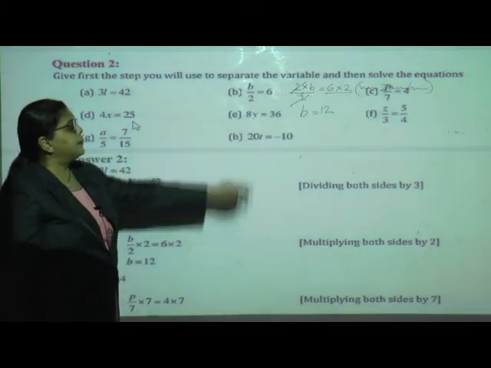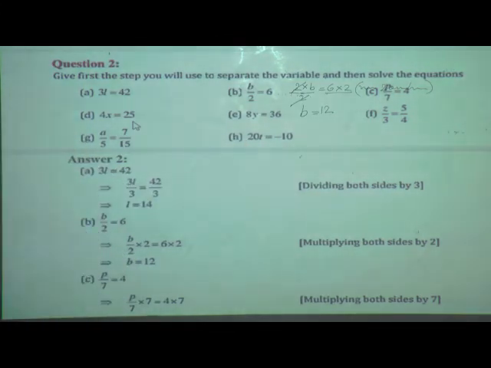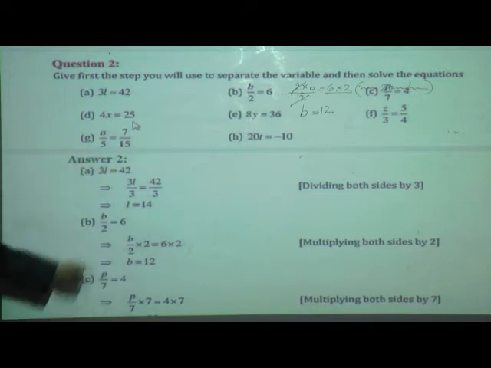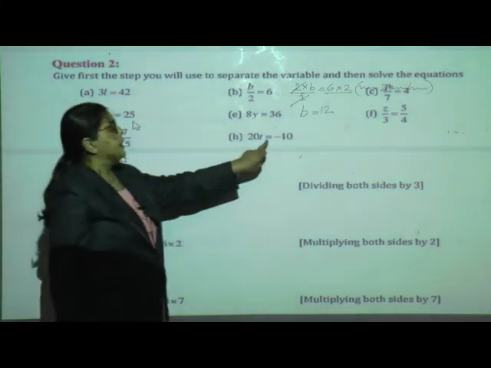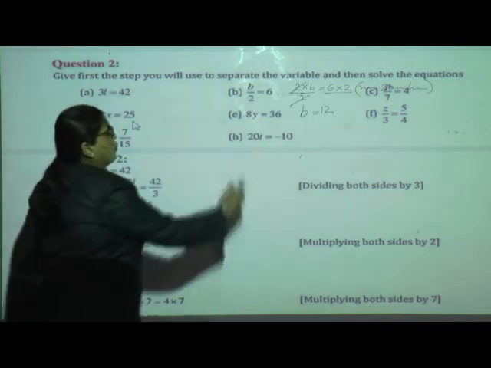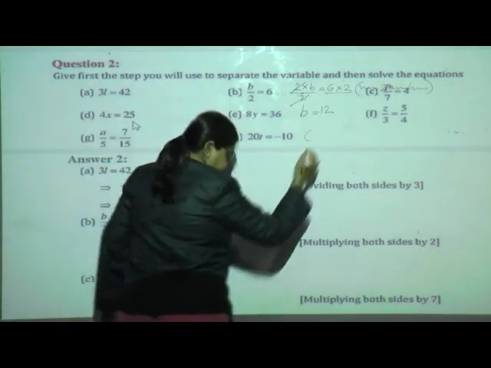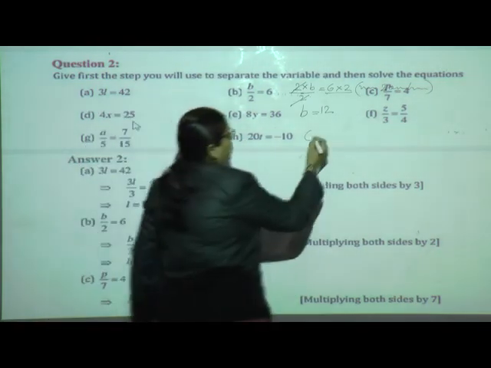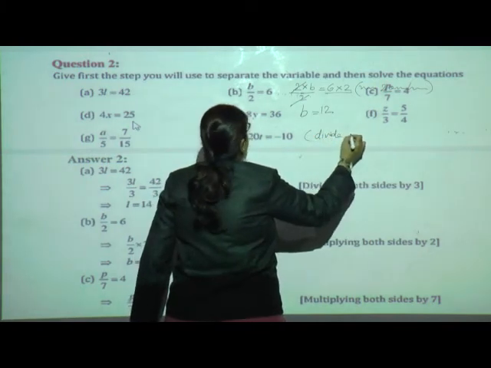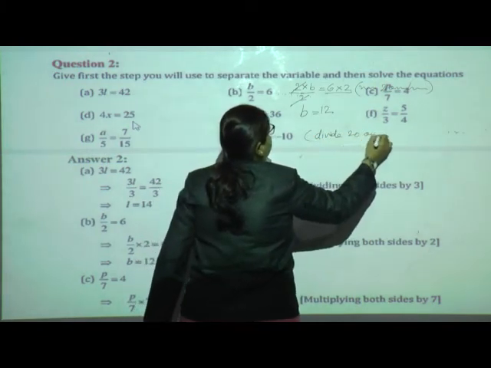One more example. 20t is equal to minus 10. It is very similar to the first example. 20t is equal to minus 10. Here we have multiplication, so we have to divide. We have to divide 20 on both sides.